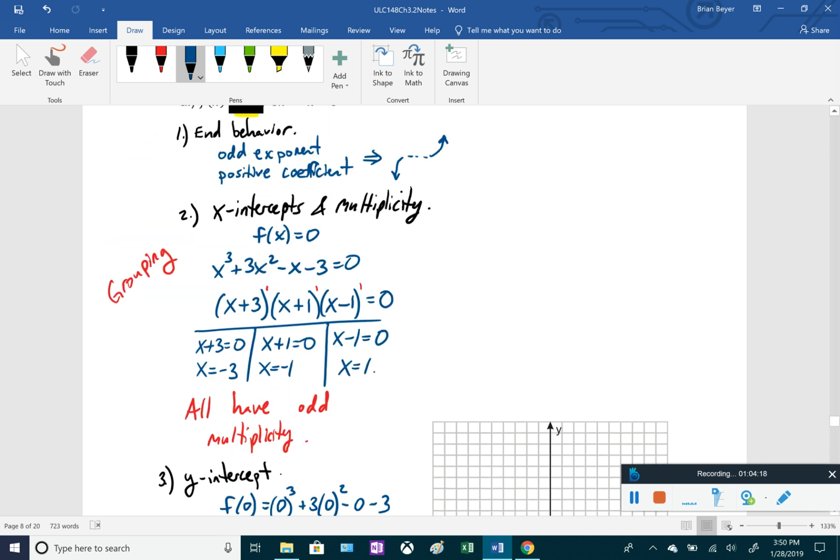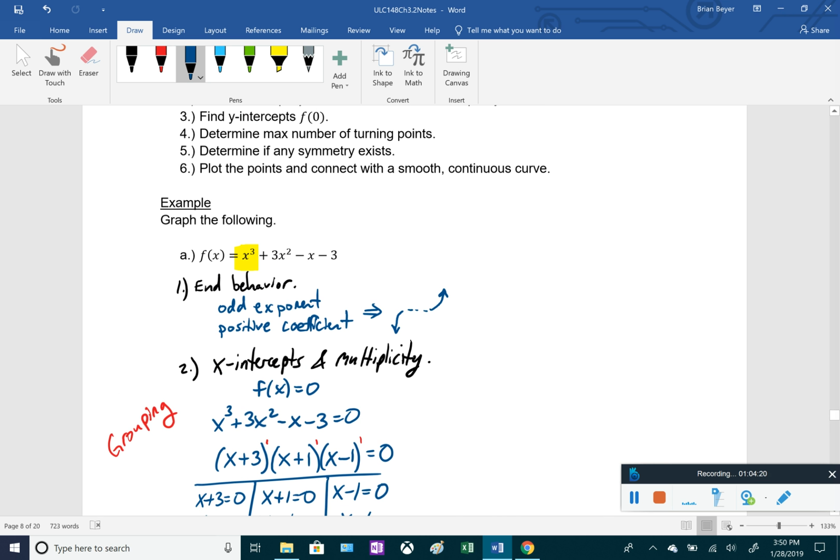Let me go back up here now for the max number of turning points. So max turning points is probably the easiest one. That's just going to be n minus 1. This is a degree 3 polynomial, so that means it's going to be n minus 1, so 3 minus 1. So there's going to be 2 maximum turning points here.